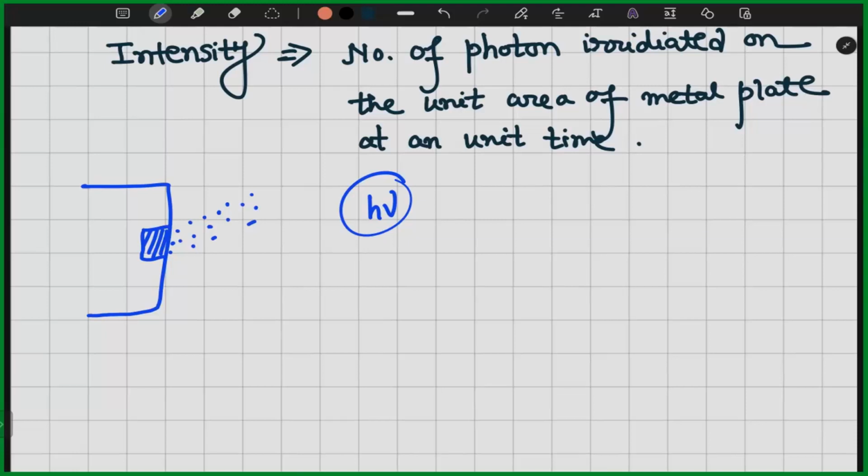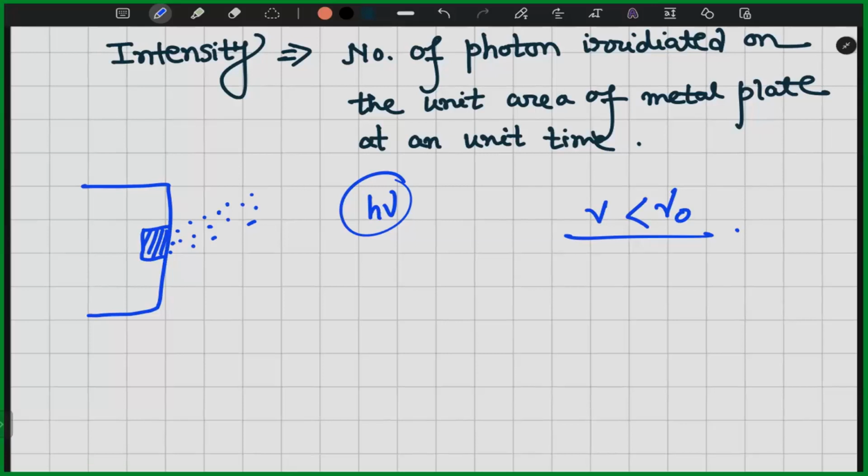So if nu is less than nu zero, that means the energy of the photon is not sufficient to kick out the electron. Now we are increasing the number of photons, that means we are increasing the intensity. It does not affect, because if the energy of the photon is not sufficient, the number of photons does not matter, because the electron takes the energy from a photon. It's a one-to-one correspondence. One electron takes energy from one photon, not 3 or 4 photons.